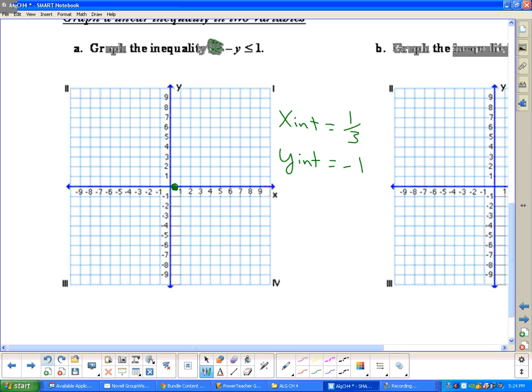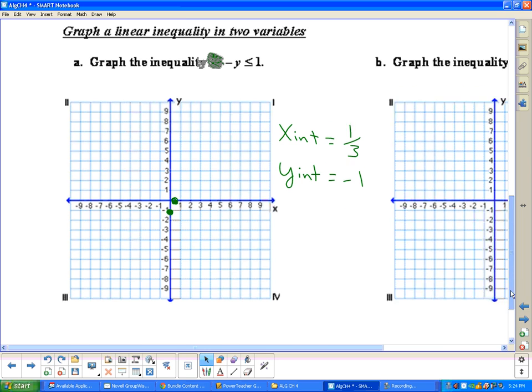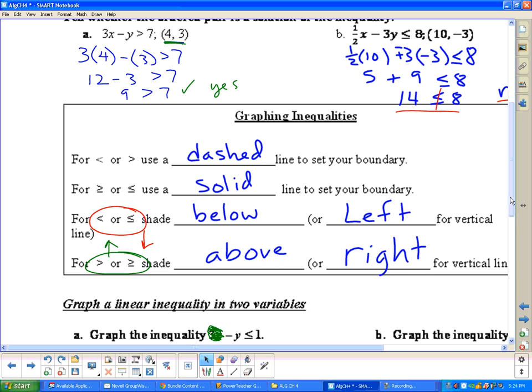Now before I actually make my line, don't do it unless you make a determination. Before I graph it, I need to know, is this going to be a solid line or a dashed line? Well, according to my paper up here, if it's greater than or equal to or less than or equal to, then I'm going to use a solid line. This is less than or equal to, so I am going to use a solid line. So now it is safe to go ahead and make that line that looks about like that.